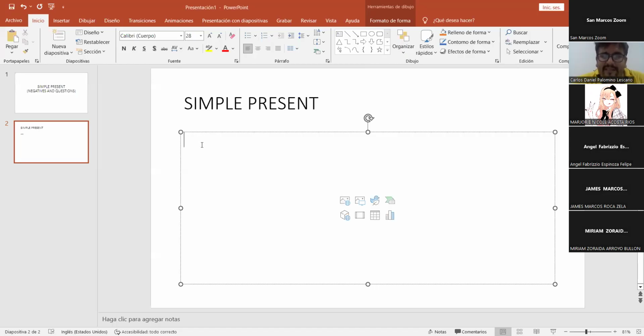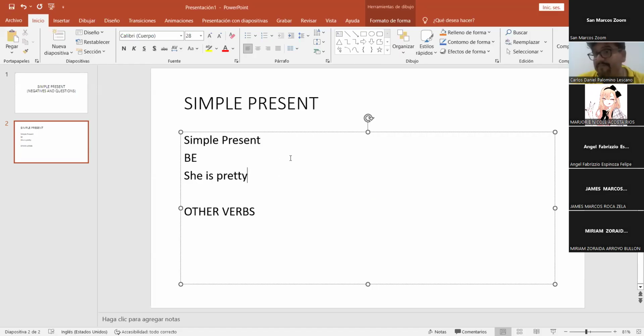Vamos a dividir al simple present, escúchame. Vamos a dividir al simple present into two topics. Vamos a dividirlo en dos temas. Simple present of be, like this, and simple present of the other verbs. Simple present siempre del be y de otros verbos. ¿Cómo es esto, Carlos? Por ejemplo, si yo pongo esta oración, she is pretty. She's pretty. Ella es bonita.